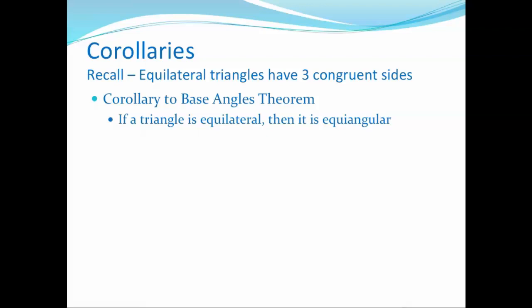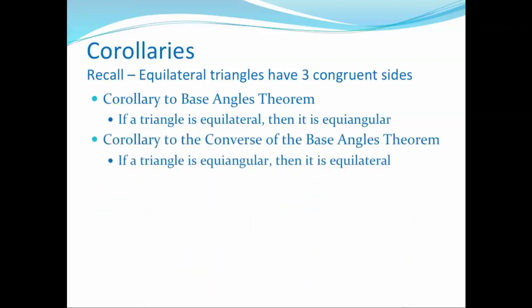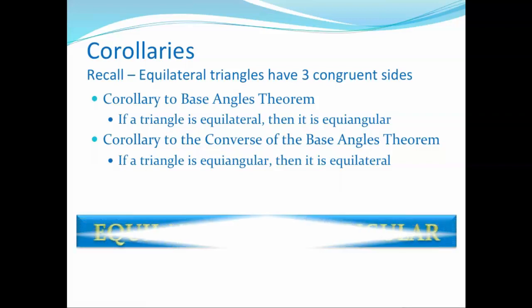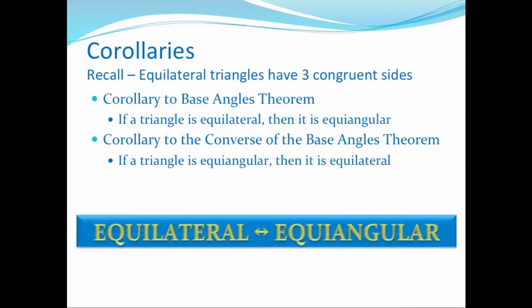And a corollary to the converse would be that if a triangle is equiangular, then it is equilateral. So the converse will also be true for equilateral triangles as well. So equilateral and equiangular, they mean different things, but if a triangle is equilateral, that means it's equiangular. If it's equiangular, it's equilateral.